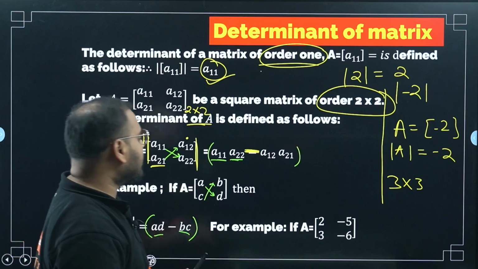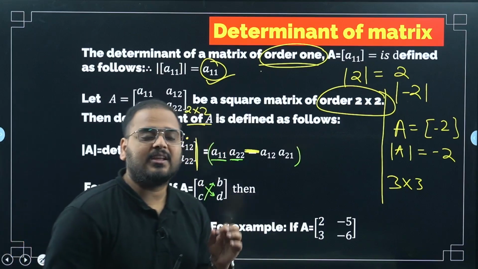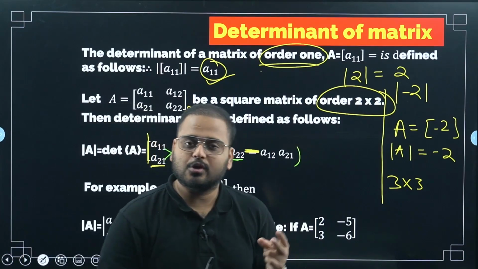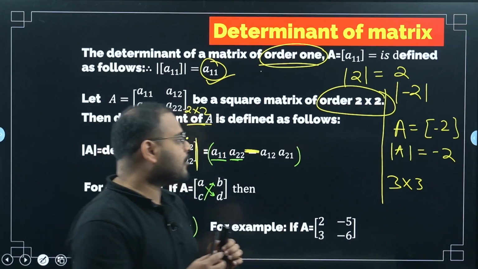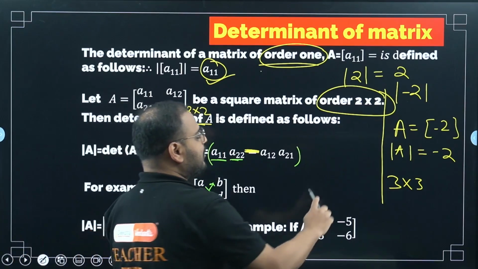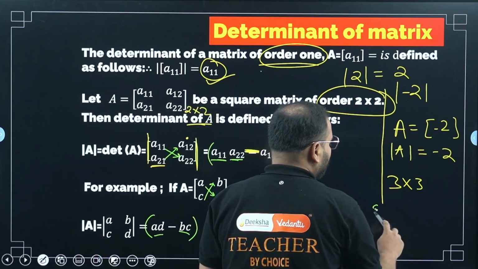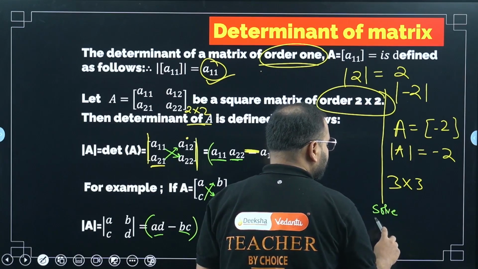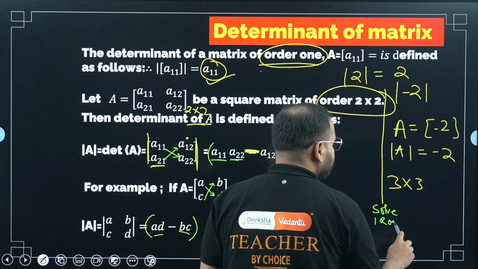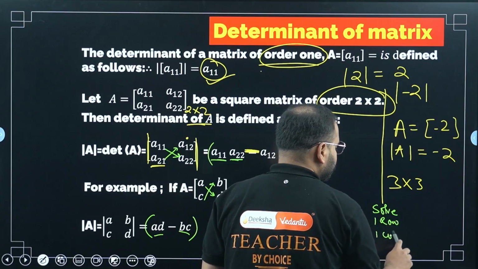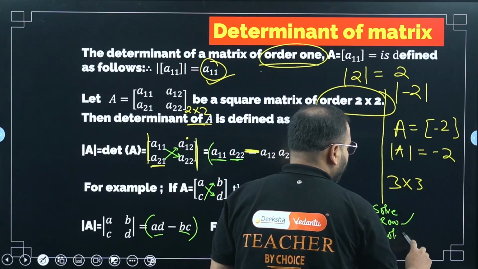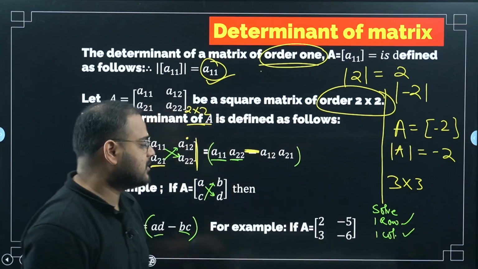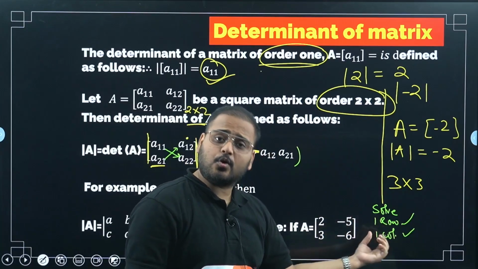So basically, to solve any matrix, 2 cross 2, 3 cross 3, whatever it is, whenever you're considering the element, to find the determinant of a matrix, you either consider any one row or any one column. Both are true.